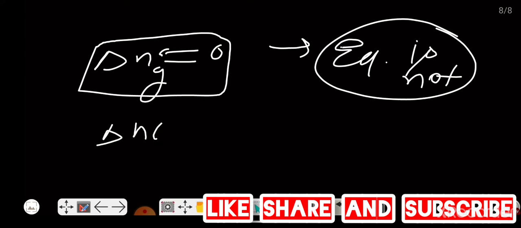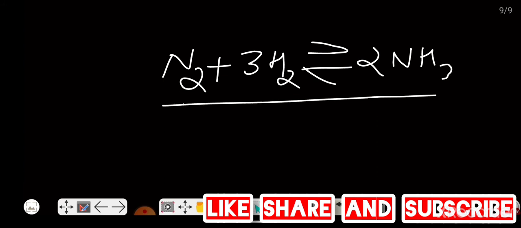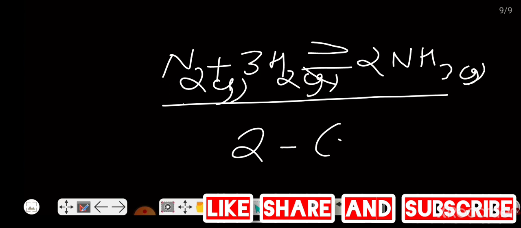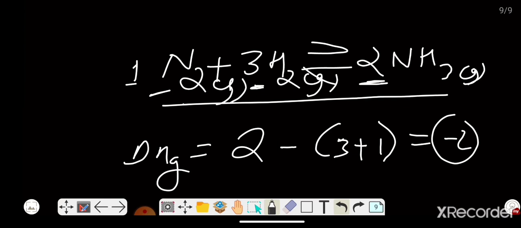Now when the change in gaseous number of moles is negative, for example in the reaction N2 plus 3H2 forming 2NH3, we have 2 moles on the product side minus the reactant side. H2 is gaseous, NH3 is also gaseous, and N2 is also gaseous. So the change in number of moles of gas, delta Ng, here will be 2 minus 3 plus 1, which is minus 2. Here delta Ng is negative.